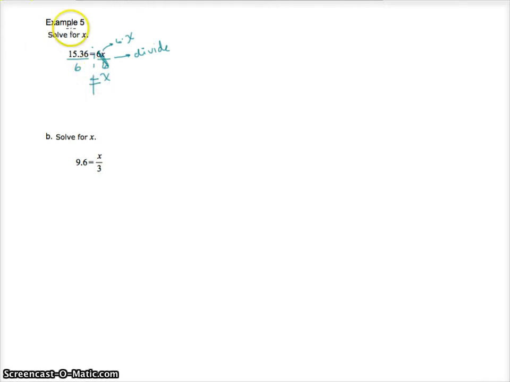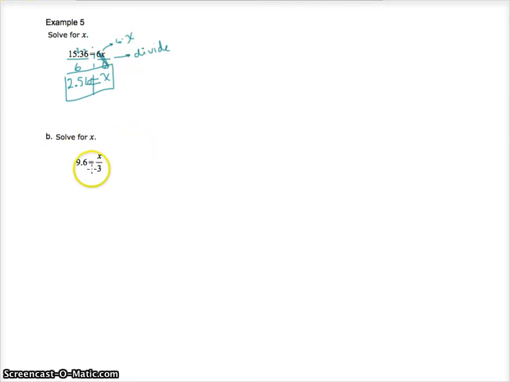Now I've got to divide 15.36 by 6, and 6 goes into 15 twice. Got 3 left over. 6 goes into 33 5 times, with 3 left over. It goes into 36 6 times. So my answer is 2.56.